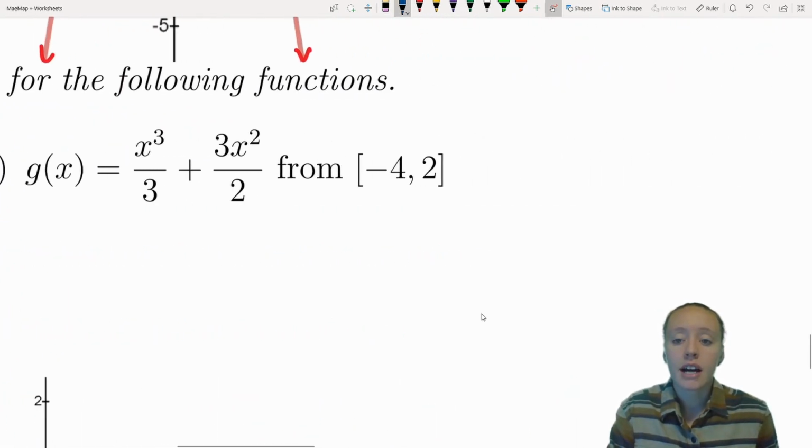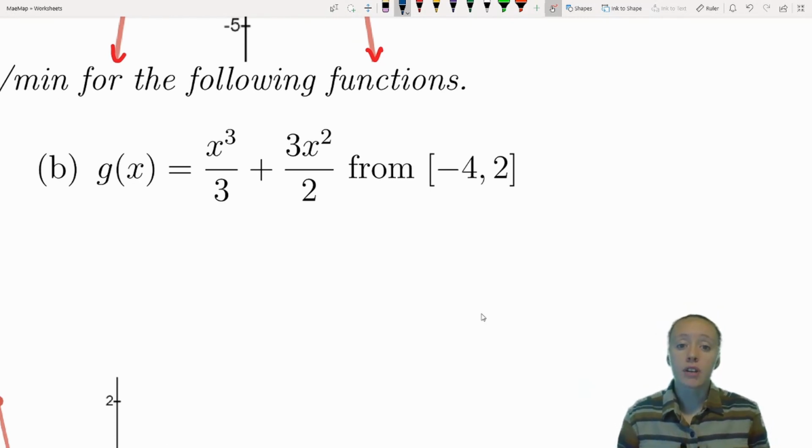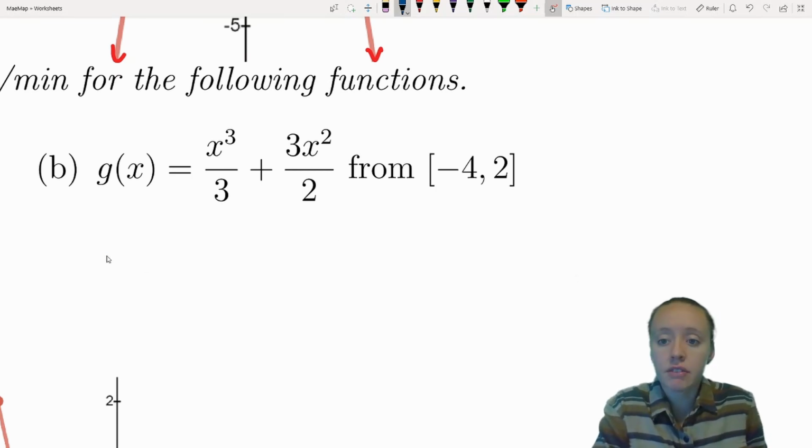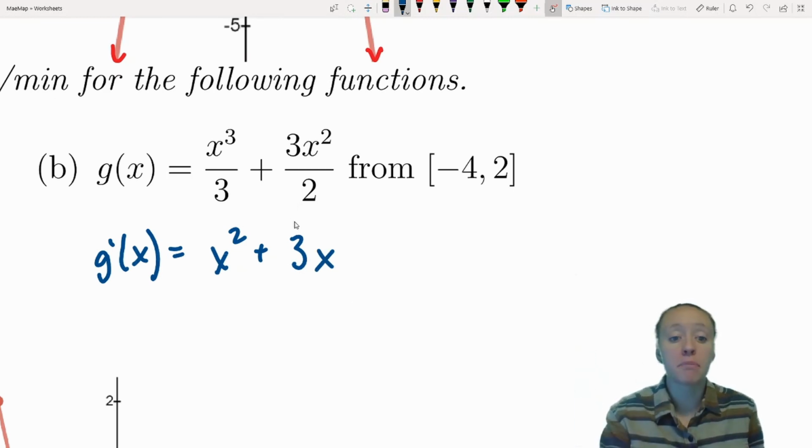In part B, I have that g of x equals x cubed over 3 plus 3x squared over 2, and I'm going from -4 to a positive 2. So taking the derivative, g prime of x, that's going to be bringing the 3 down in front, 3x squared over 3 becomes x squared, plus if I have 3x squared over 2, bringing that 2 down, this is just going to be a 3x. So the derivative of g of x, g prime of x, is equal to x squared plus 3x.